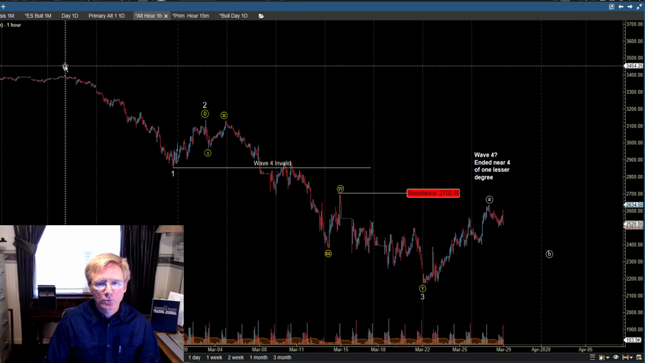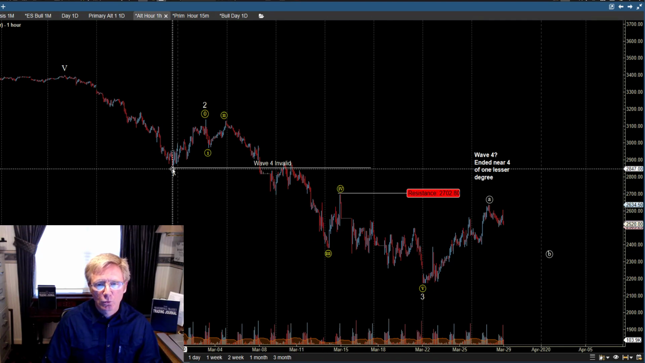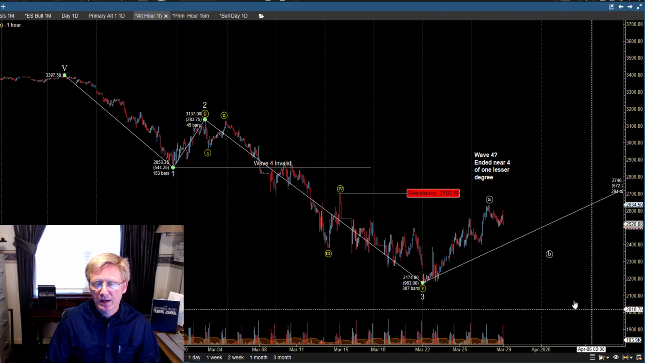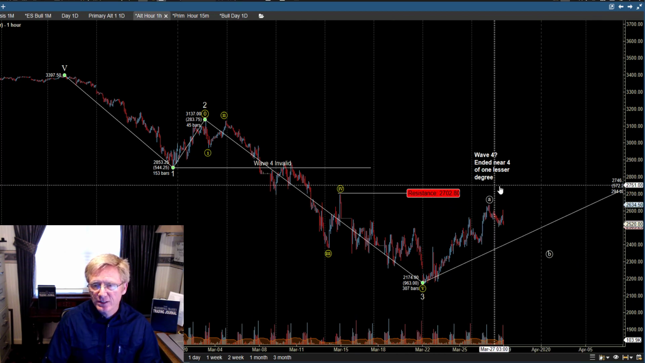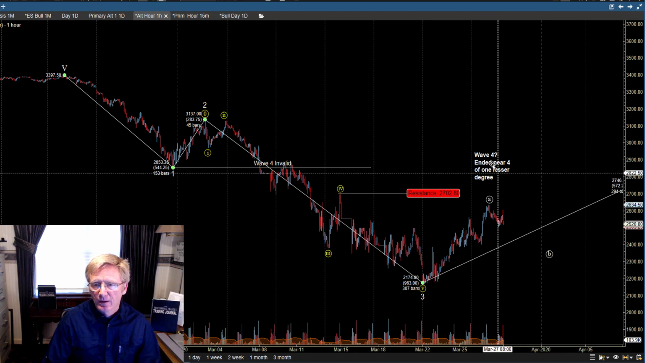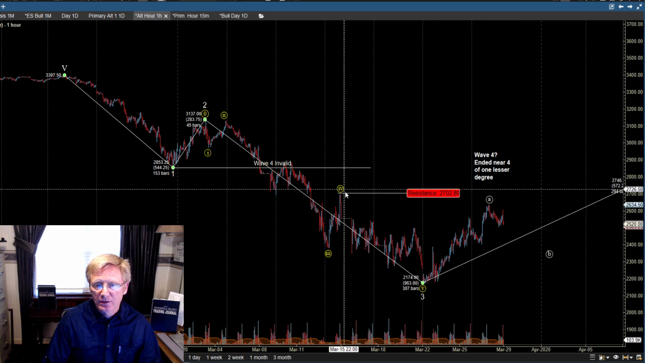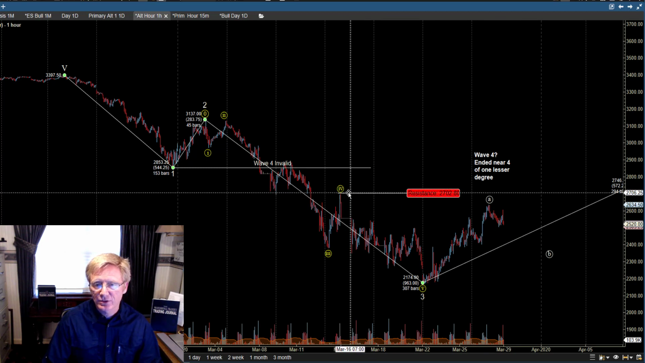So this would be the 5th wave. We're coming down 1, 2, 3, looking for 4, and then 5. So is this 4 right here? Is this wave 4? Because it did end near the previous wave 4 of one lesser degree.